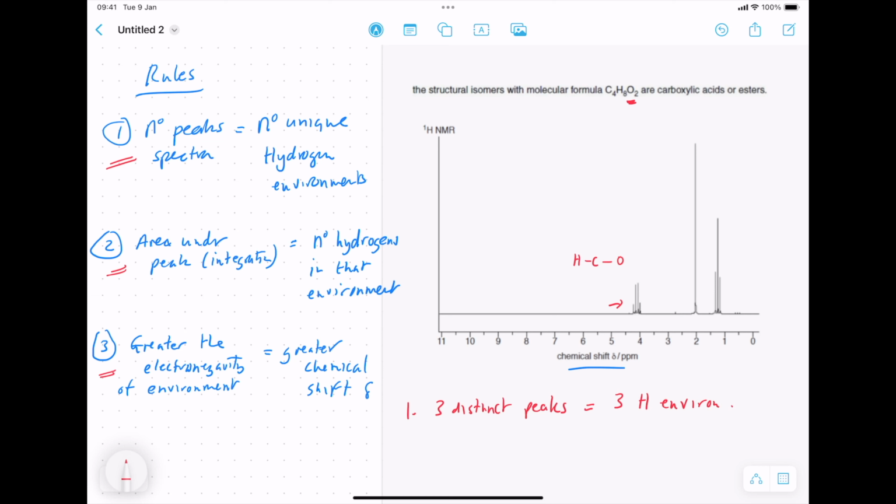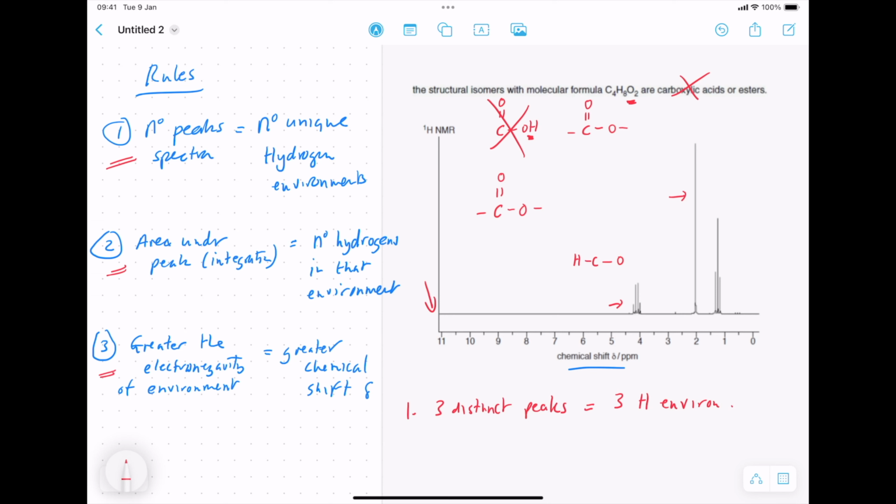So what does the carboxylic acid functional group look like? It's C double bond O, OH, and then the ester is C double bond O with just an oxygen, and then usually either side a carbon. So if we look at the datasheet, we can see that the carboxylic acid proton has a chemical shift of around about 11 to 12. Well, if you look up here, there's nothing there, is there? So therefore, it cannot be a carboxylic acid. It is an ester.